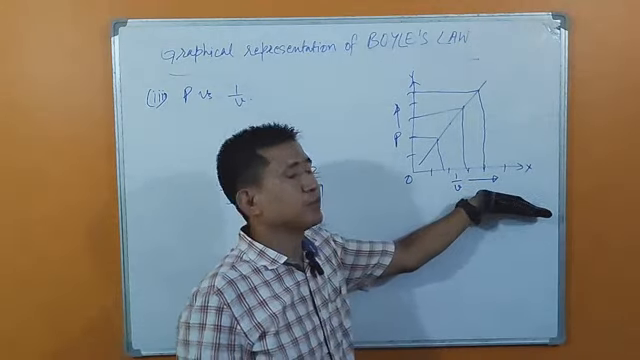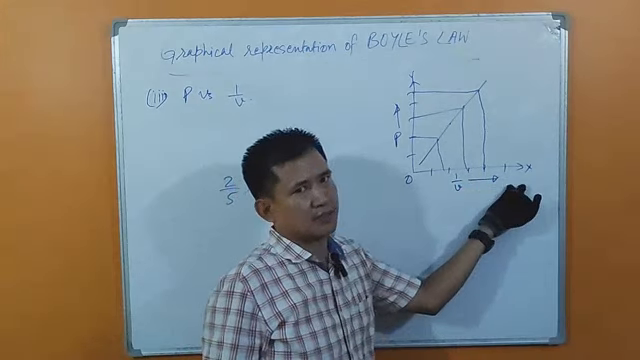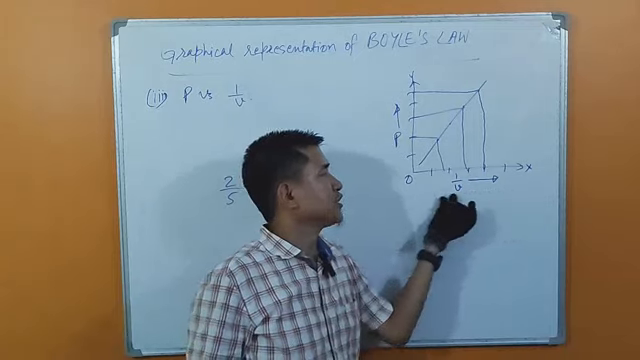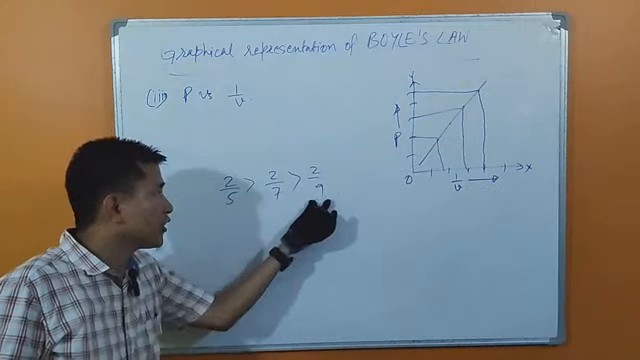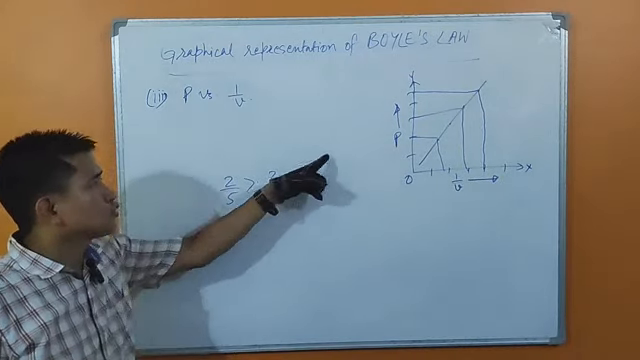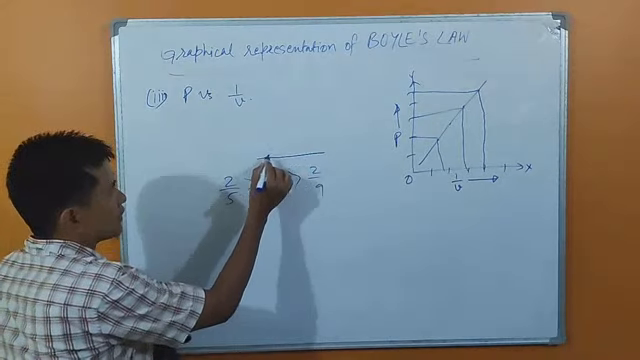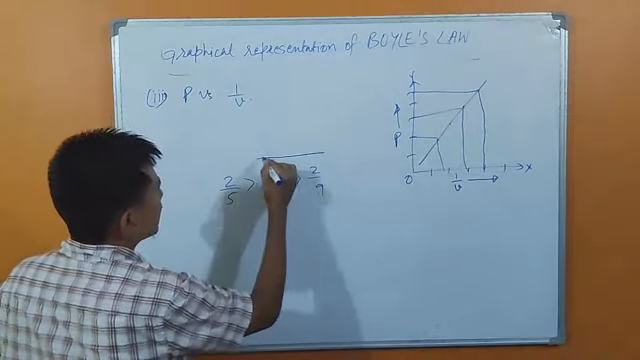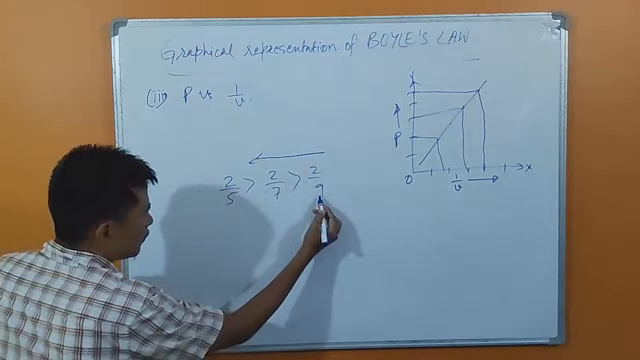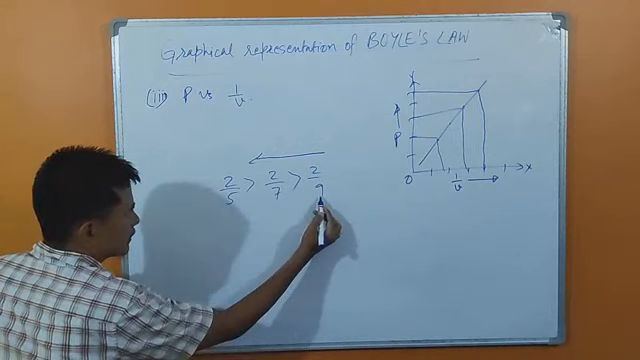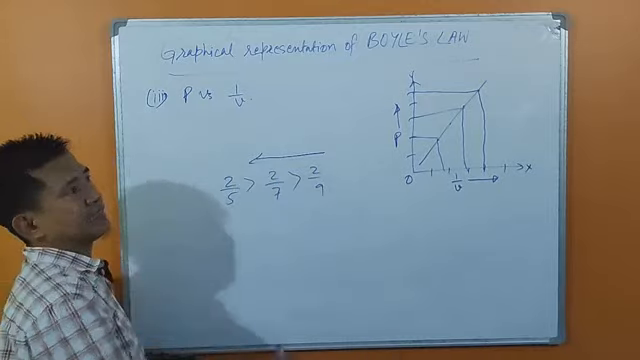1 upon V increases means what? What does it mean? If 1 upon V increases means V decreases. 1 upon V increases means volume decreases, because the number in the denominator should decrease so that the value of the fraction will increase. If you go from right hand side to the left hand side, the value of the denominator is decreasing, but the value of the fraction is increasing.